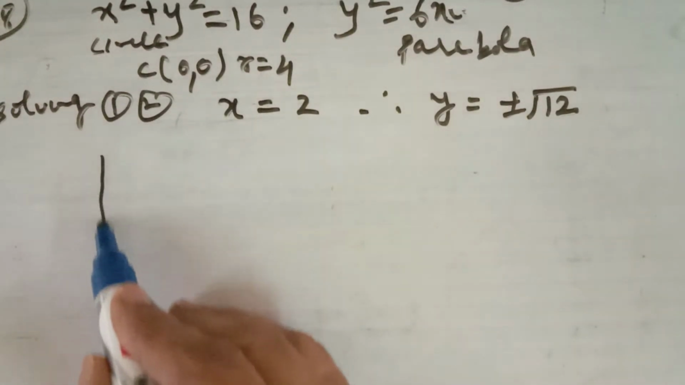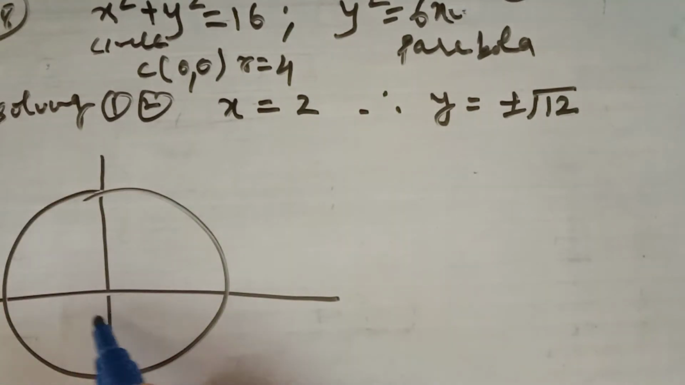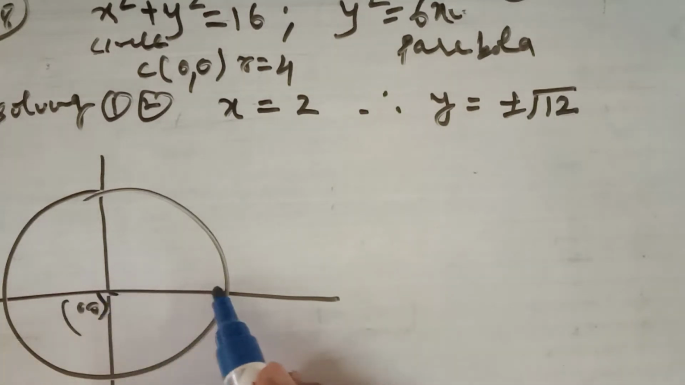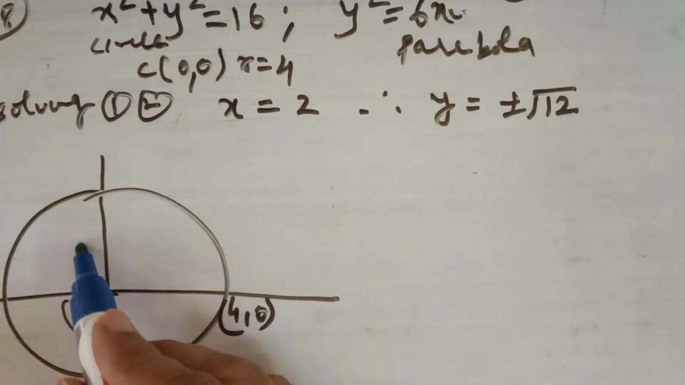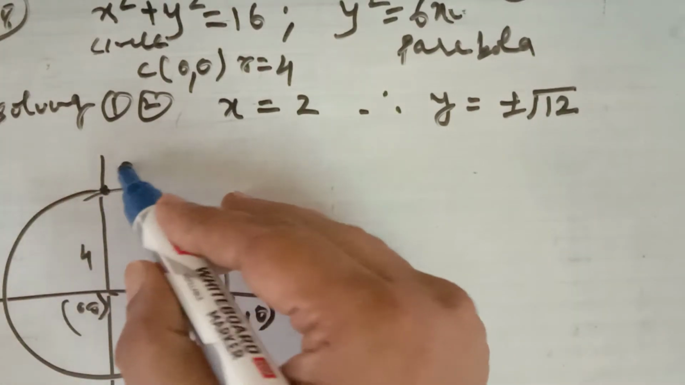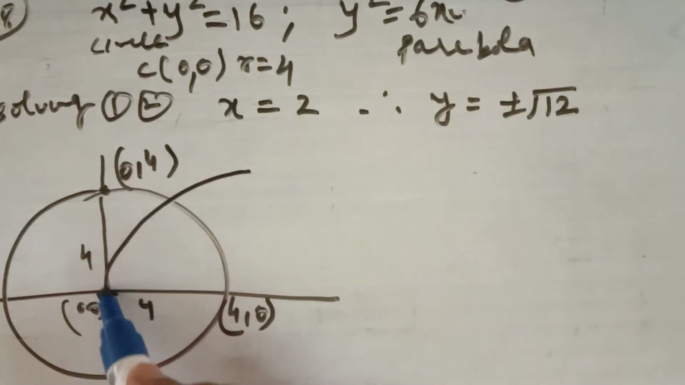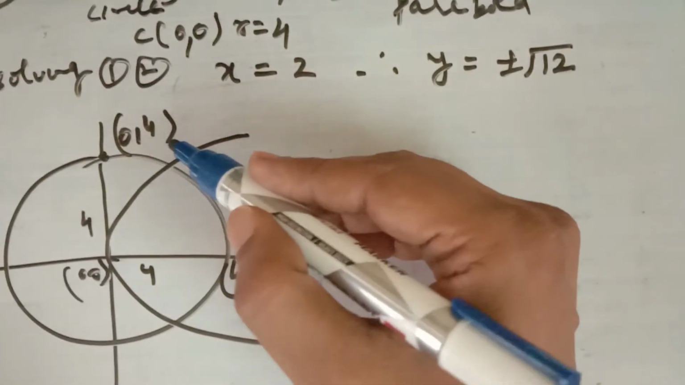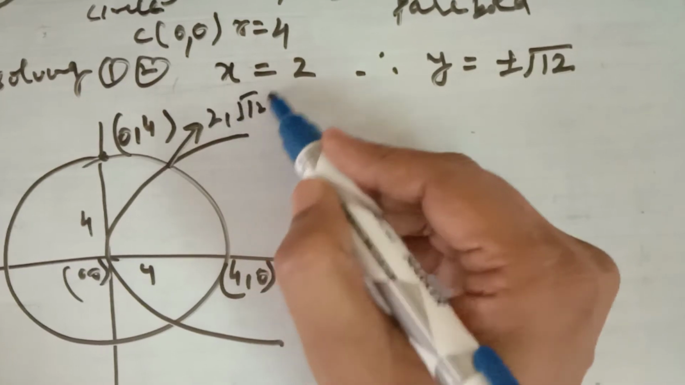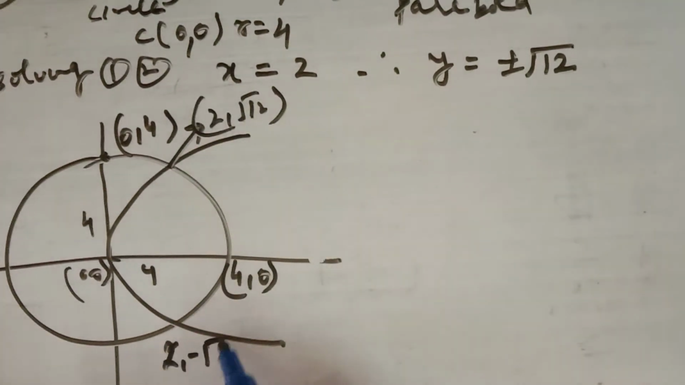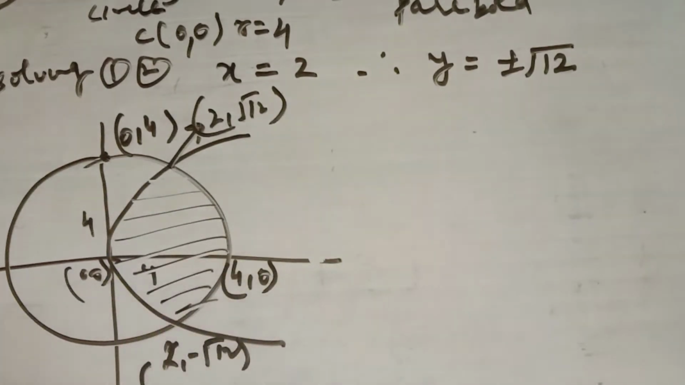To sketch it, this is a circle with the center at 0, 0. Because the radius is 4, this point will be 0, 4, because this is the radius, this is also the radius. This parabola is symmetrical to the x-axis. So draw this, and the points of intersection, as we have already calculated, are 2, root 12 and 2, minus root 12. So you have to find this area.